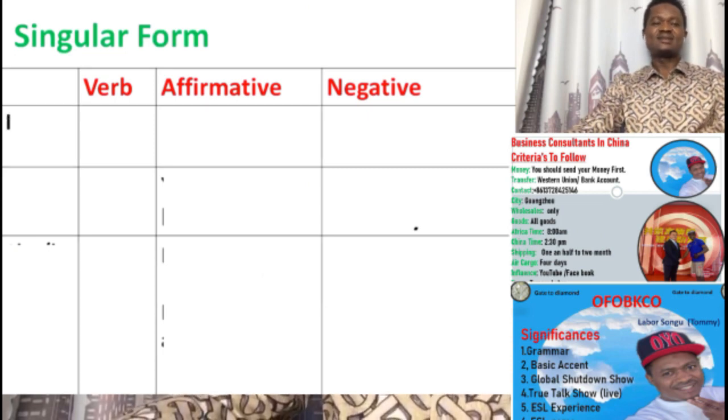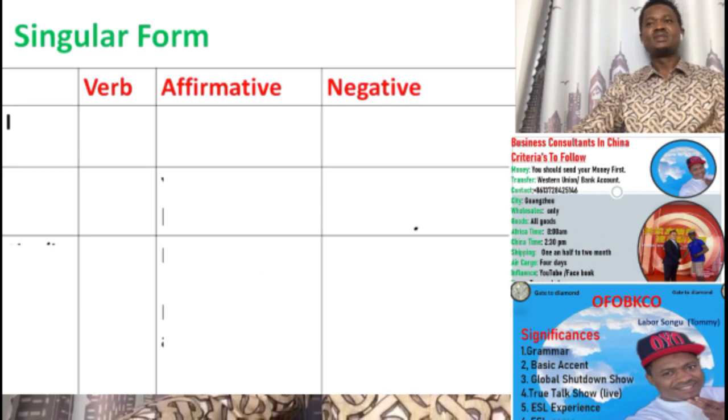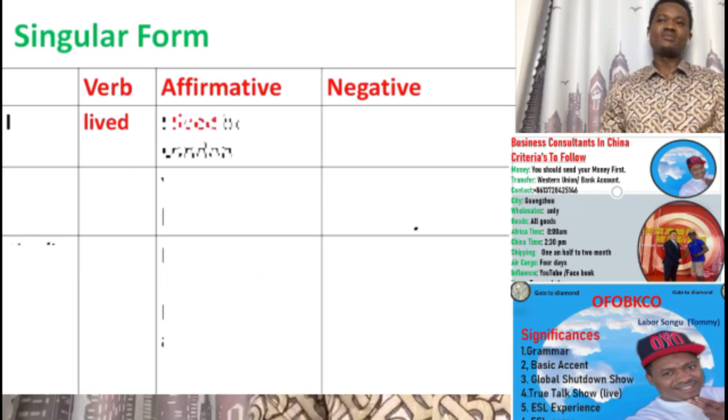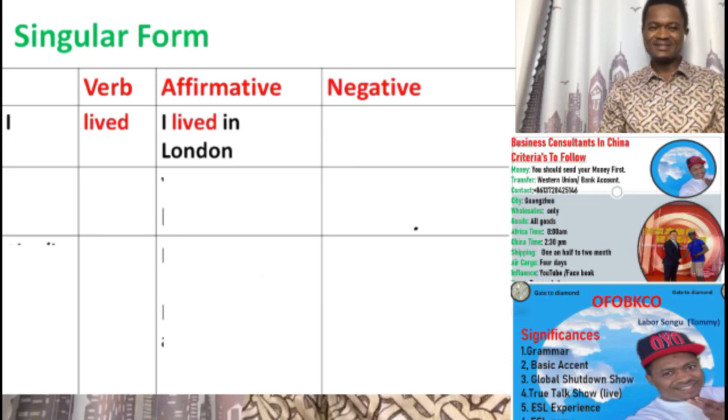So this is the first person pronoun, I, the singular form, all right? The verb is live. So the affirmative form is going to be: I lived in London. That is the affirmative form, the positive form. I lived in London.